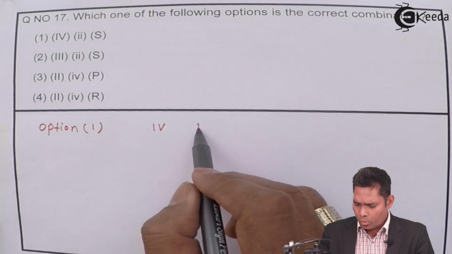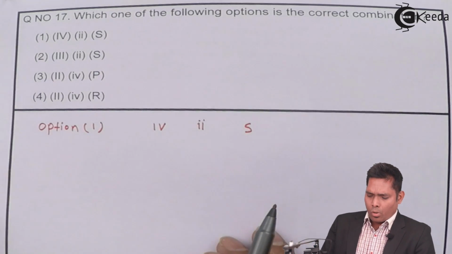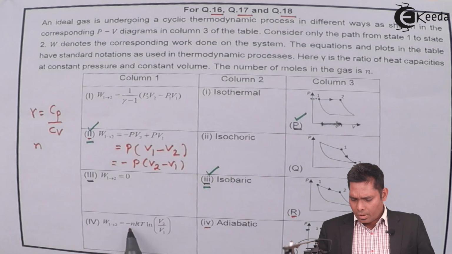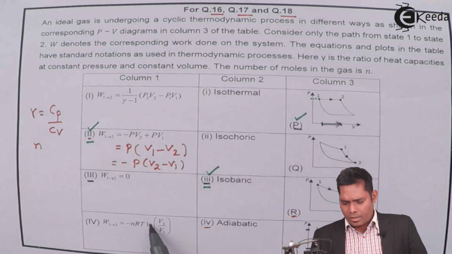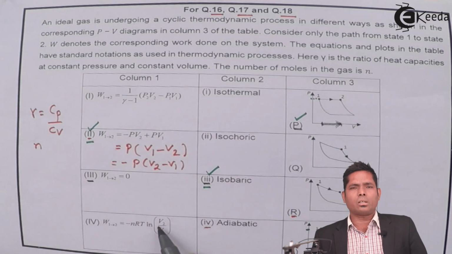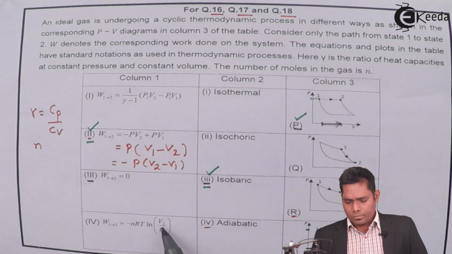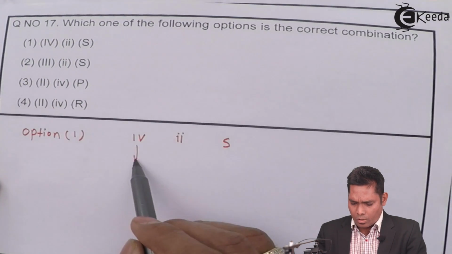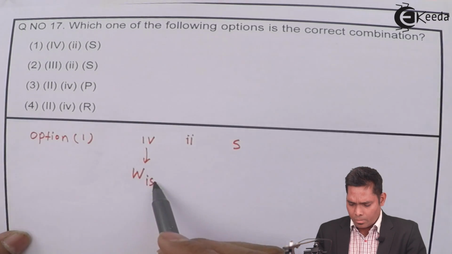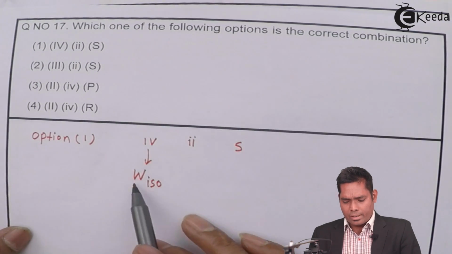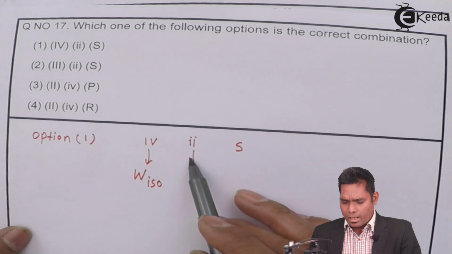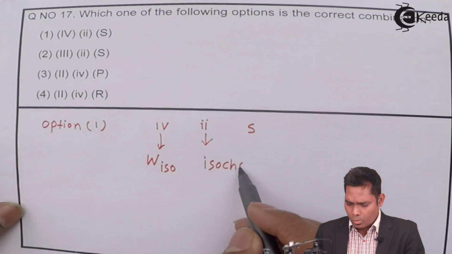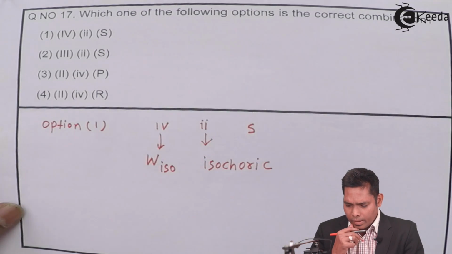4, 2 and s. 4 stands for work done from 1 to 2, which is minus nRT log of V2 over V1. This is the work done on the gas during an isothermal process. And 2 stands for isochoric process. So this is isochoric, and this is isothermal. And what about s?